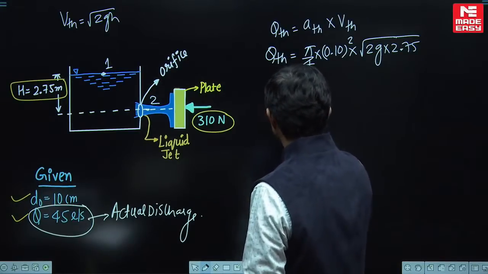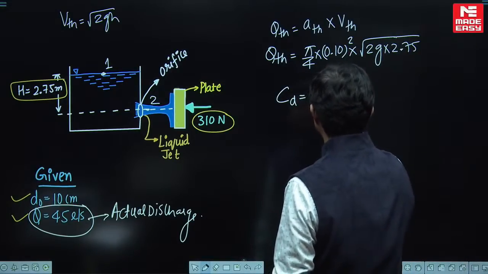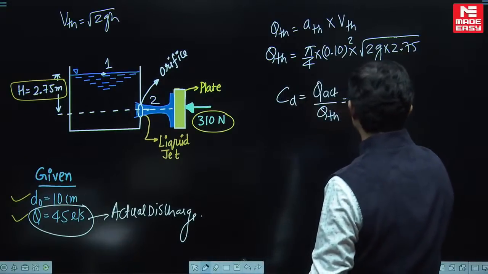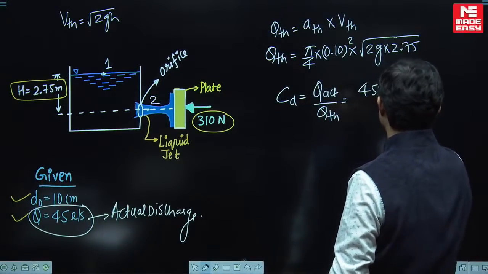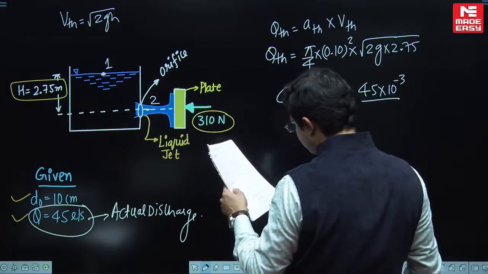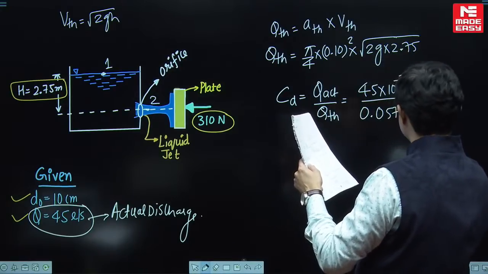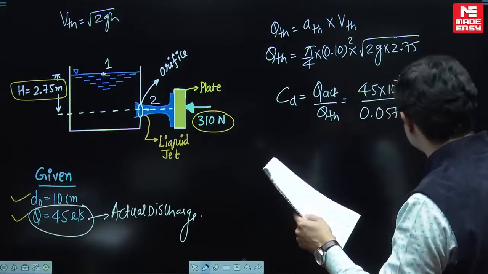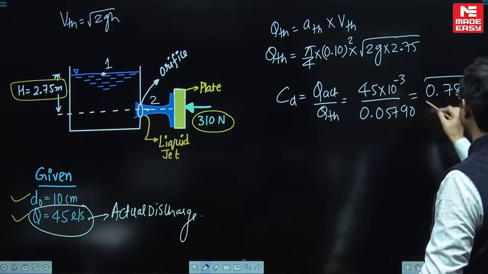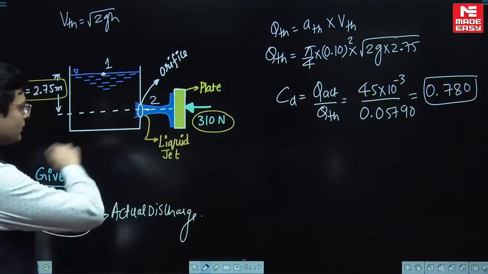Once you get the theoretical velocity, can you find the value of CD? CD is going to be Q actual by Q theoretical. Q actual is already given to you, 45 into 10 to the power minus 3, divided by the theoretical discharge, which will come out to be 0.05769 something, and the value of CD will come out to be 0.780. Clear guys? CD is known.